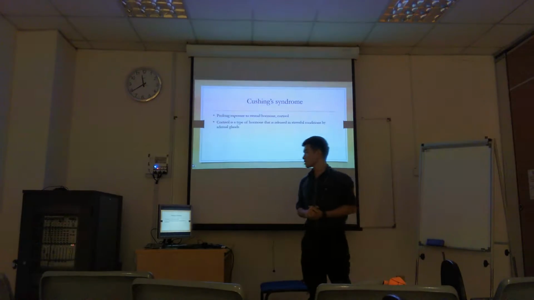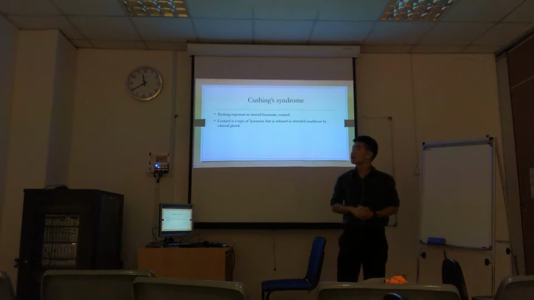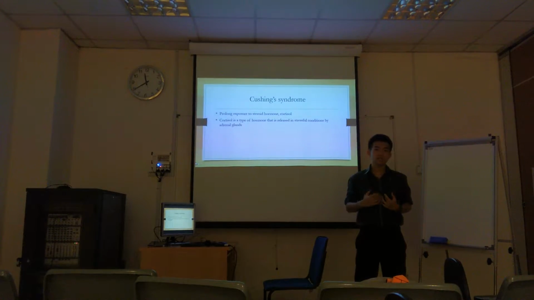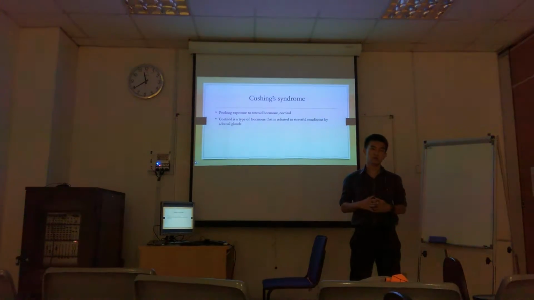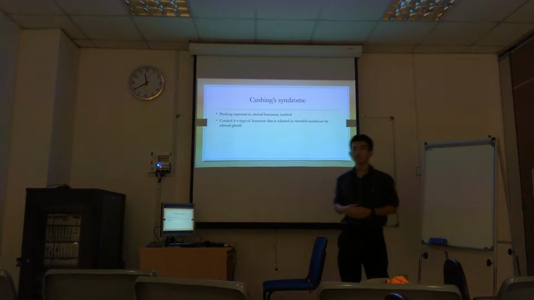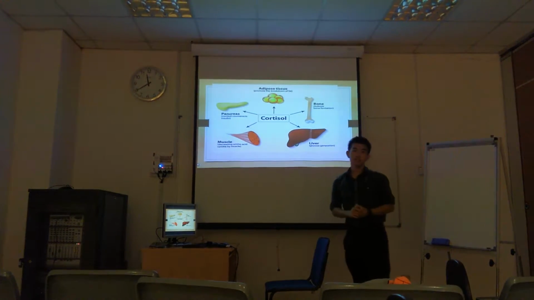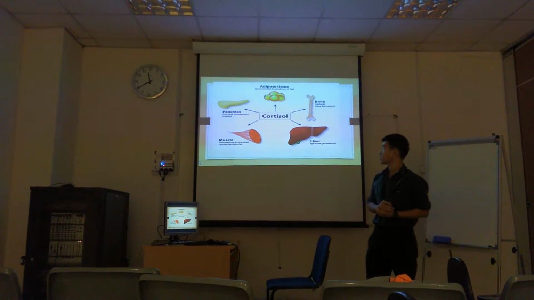Cushing syndrome is basically the prolonged exposure to the steroid hormone, which is cortisol. And cortisol is a type of hormone that is released when we are in stress. In medical terms, it's when you're in your fight or flight state. So these are the normal functions of cortisol in our body.